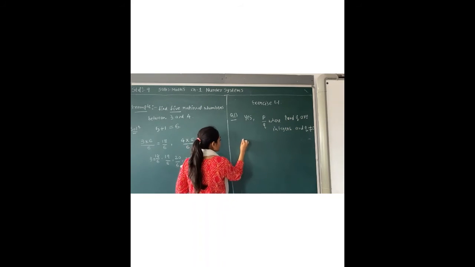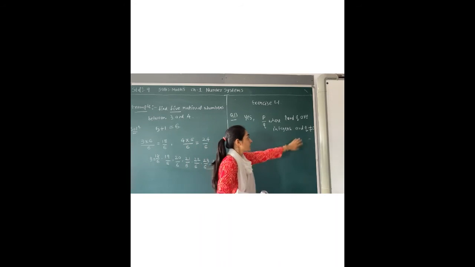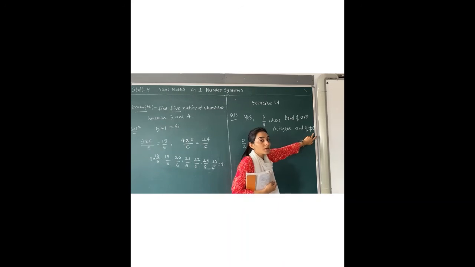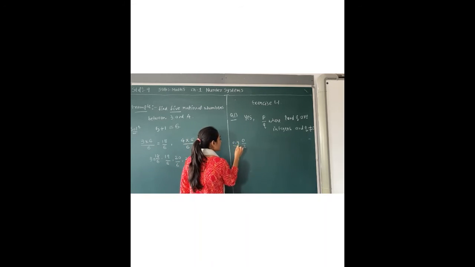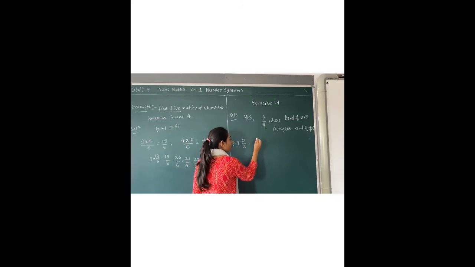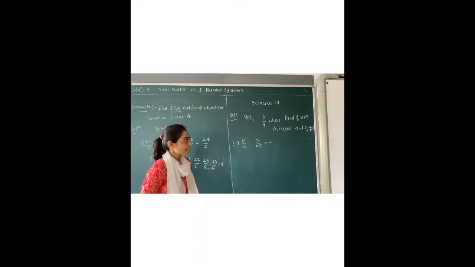So, solution: say 0 over, say, 2. You can write any number over here. Here we talk about Q not being 0. We can say that P can be 0. So yes, we can write 0 in P by Q form. For example, you can write like this one, or you can write as many examples as you want, say 0 over 100, etcetera.